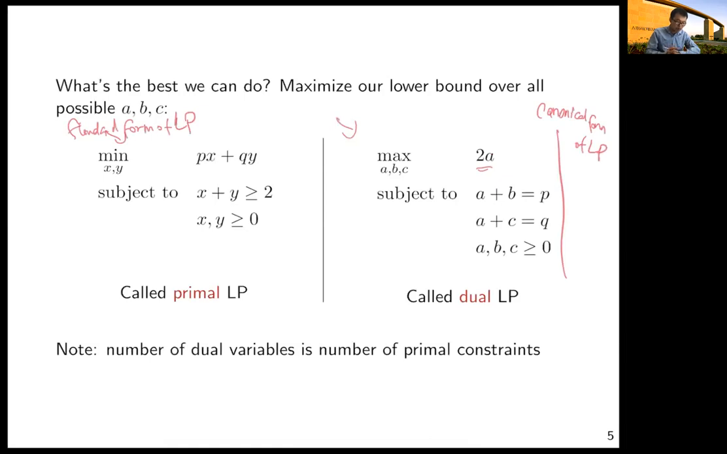Okay. And another thing to pay attention to is that the number of dual variables is the same as the number of inequality constraints in the primal, and the number of constraints in the dual corresponds to the number of variables that come into the linear combination.